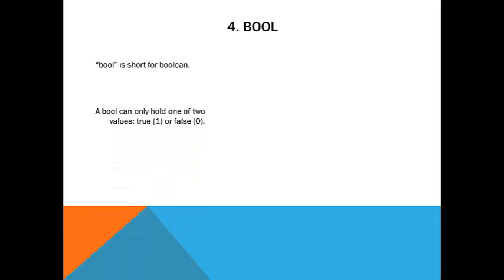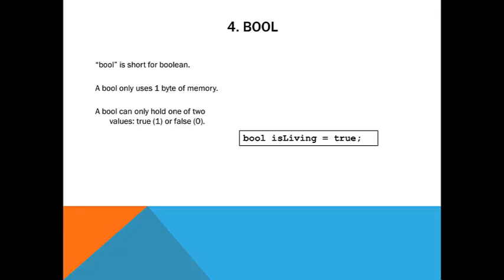A bool, or Boolean variable, can only be true or false. For this reason, it only takes 1 byte in memory. This is useful for values like passing or failing a class, alive or dead, LDS or not, where a person either has a characteristic, such as being alive, or does not, meaning they're dead.